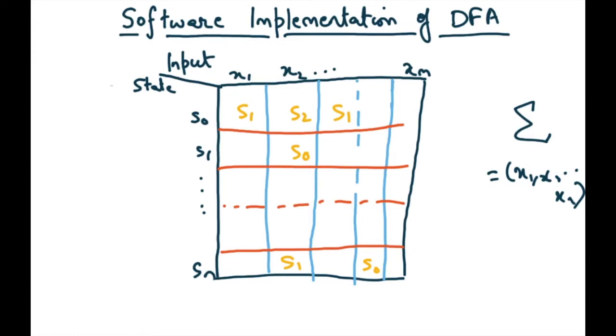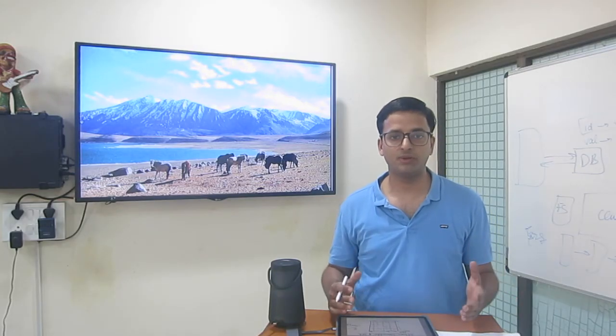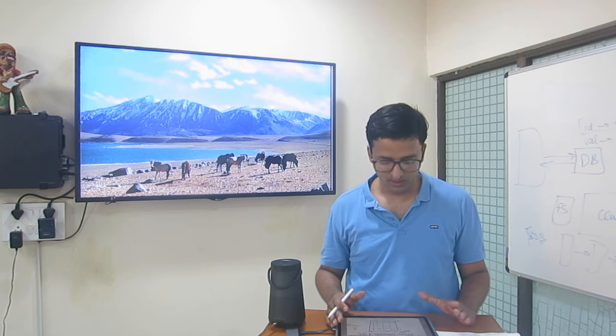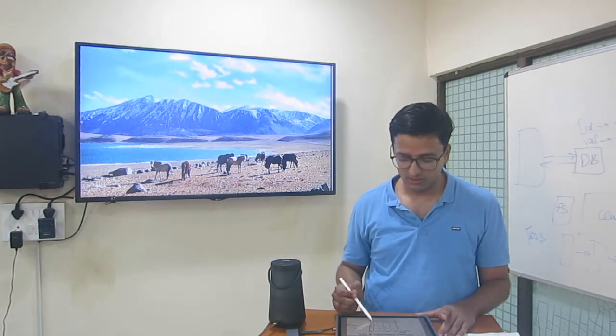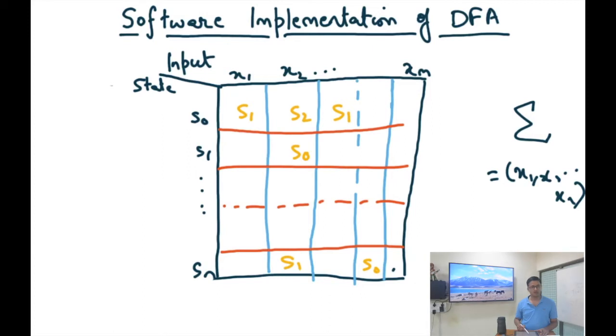So today I'm going to discuss how we could easily implement a DFA in software. One way to do it is that we could have a table which has rows and columns, a two-dimensional table. Let's say the rows are all the states, s0 to sn, and the columns are all the possible inputs that belong to your character set, sigma.